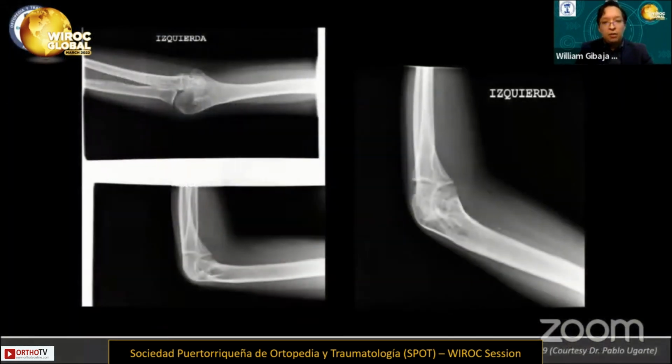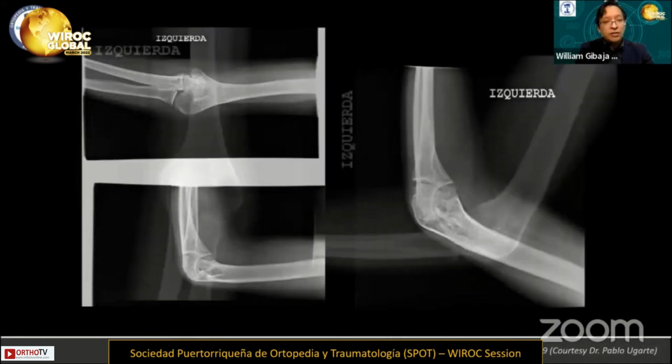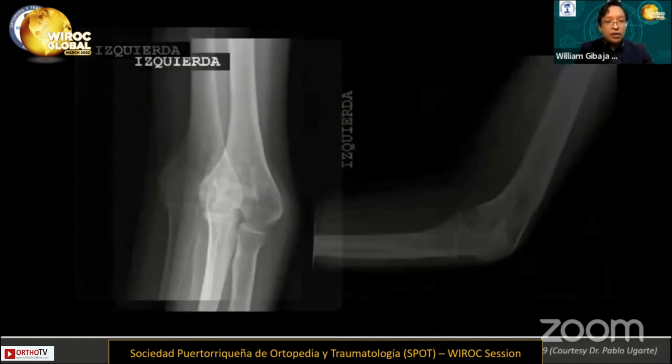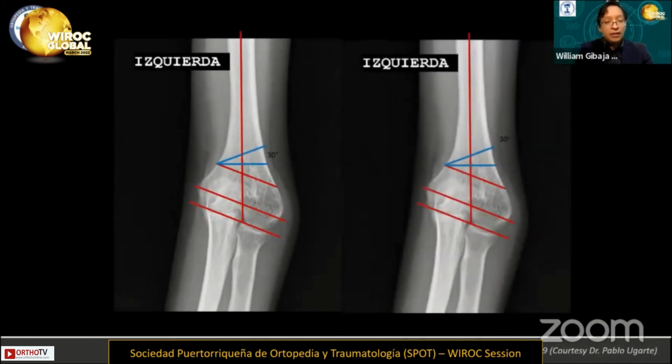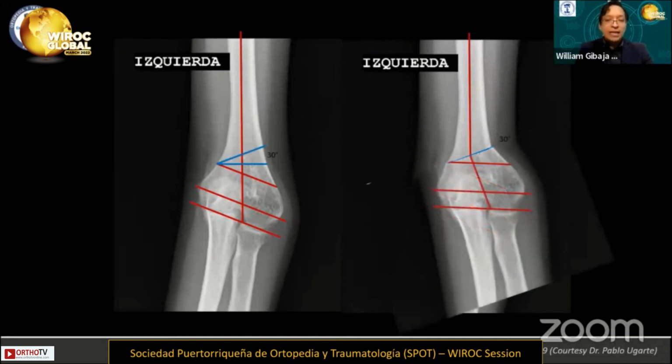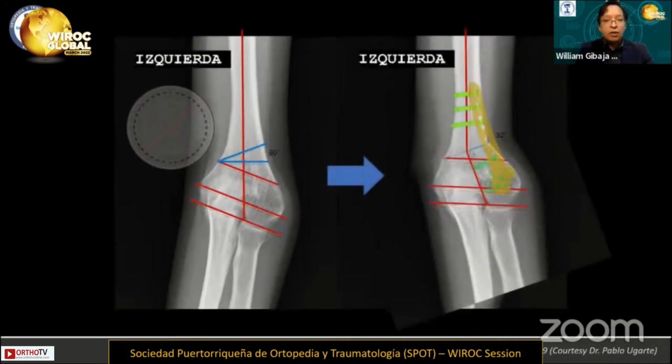She had a previous history of elbow trauma, and then she comes with this deformity. This is the plain X-rays, and when we measure this, we know that there is a cubitus valgus, and we planned also doing a closing wedge osteotomy. These tools provide us the ability to measure the width and the height and where to do this osteotomy and to place the implant that we need to work on.